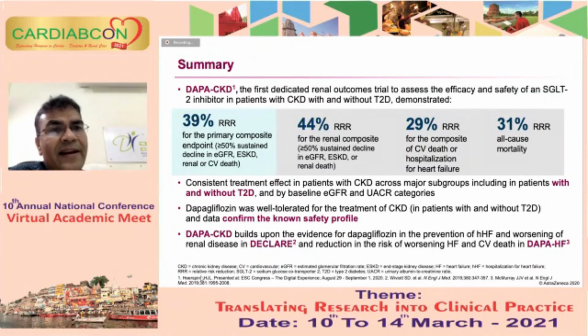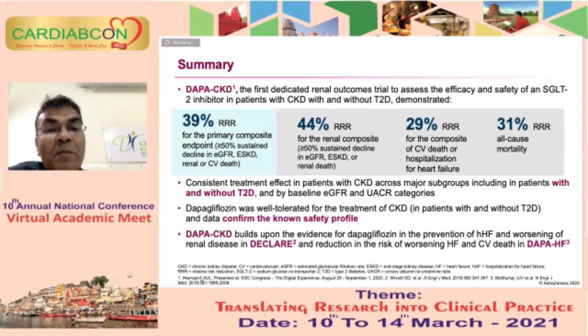We were having credence, but that was in diabetic patients. This is even diabetic and non-diabetic. There was a 39% relative risk reduction in the primary composite outcome, and we know that secondary benefit was there. Consistent treatment effect in patients with CKD across major subgroups, including patients with or without type 2 diabetes, baseline eGFR and urine albumin creatinine category. DAPA was well tolerated for treatment of CKD, and data confirm the known safety profile.